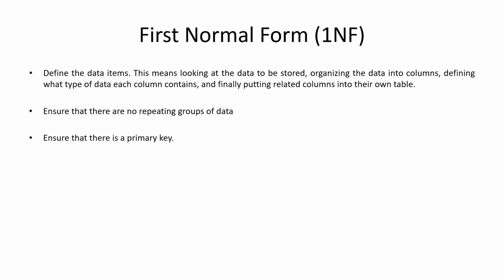The second point says ensure that there is no repeating group of data. So as I just said, if we have stored the address and the city in the employee table, we need not store it again in the salary table. And the third point says that there must be a primary key. Now, what is a primary key? First of all, key means field. So the primary key is the field that uniquely identifies a record in a table, right?